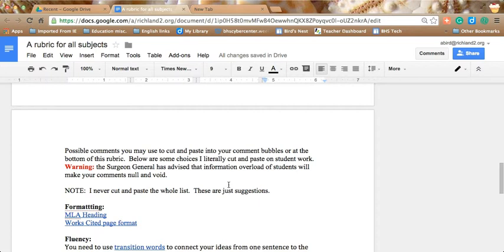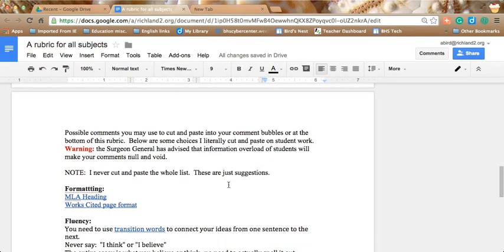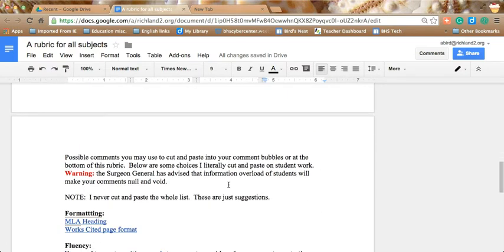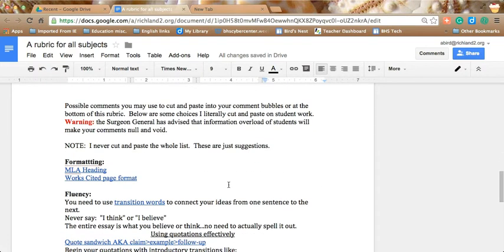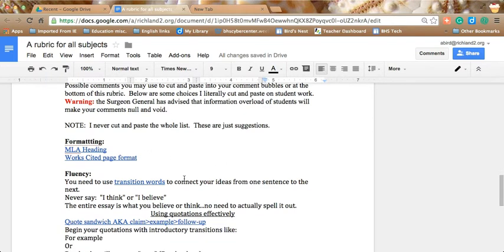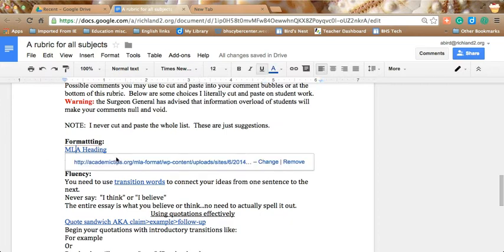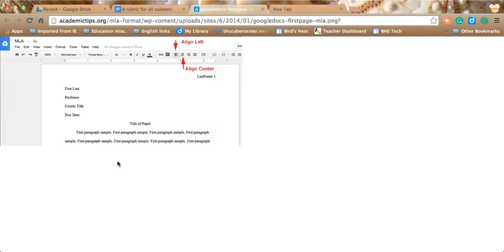They're canned. I'm literally cutting and pasting from another document, which I put on the bottom of this one, cutting and pasting comments into the comment boxes or on their essay directly. And some of those are even hyperlinks, so I can take a student to an exact picture of what I want their document to look like. For example, if they have a problem with MLA heading, I would literally put this particular link in a comment box and it shows them exactly what to do to make sure their paper has that format that I'm looking for.